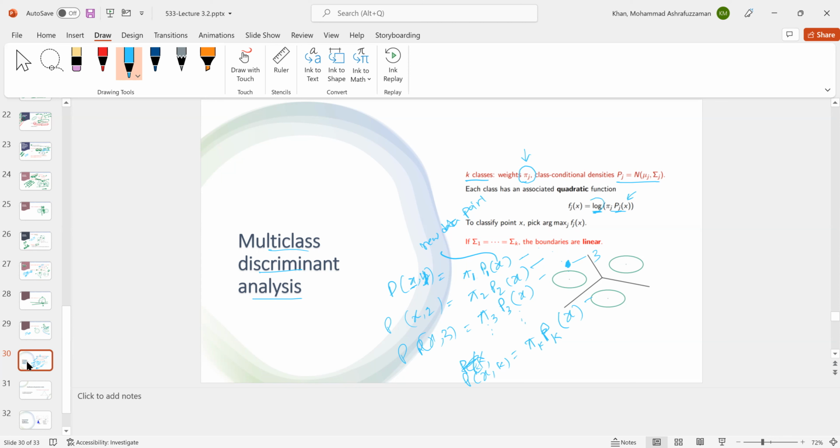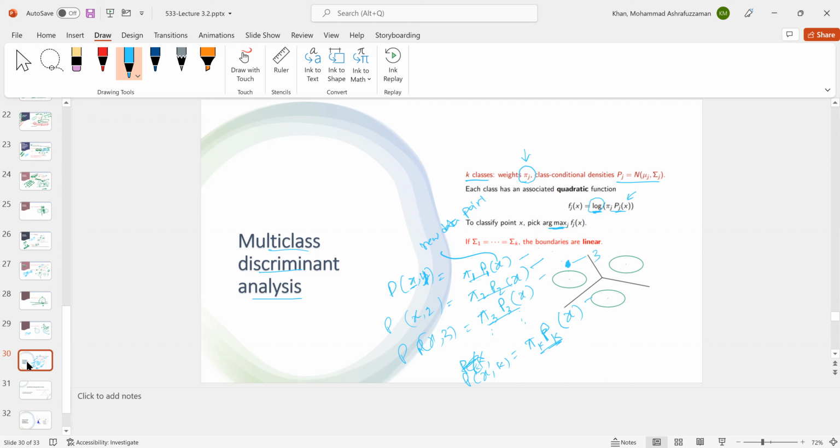That's why we sometimes take log, but normally our goal is to take the highest value for these probabilities, and we take the argmax. Argmax means the highest probability value we get for a certain argument. Here the argument is 1, 2, or k.